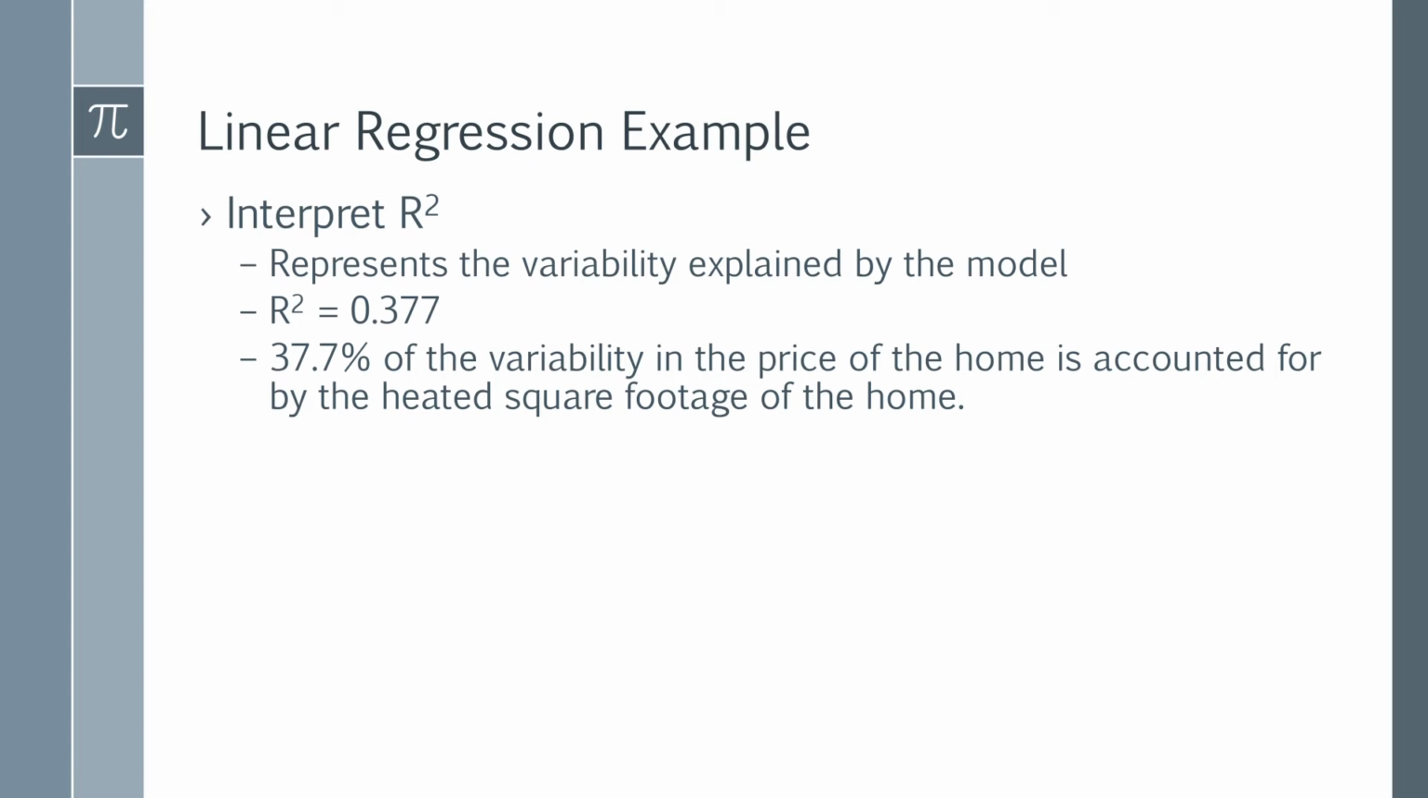37.7% of the variability in the price of the home is accounted for by the heated square footage of the home. So obviously there's some other things in there that affect the variability of the price of the home, but for our model, we're only looking at the heated square footage, and that explains, based off of our sample data, 37.7% of the variability in the sales price of a home.